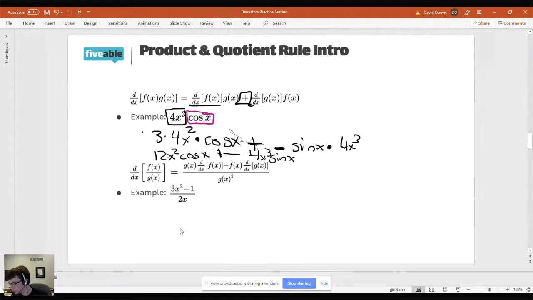So let's take a look at how we might do this one. We've got this bottom function 2x and this top function 3x squared plus 1.